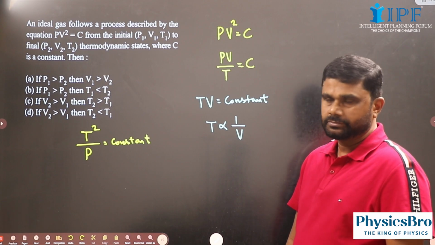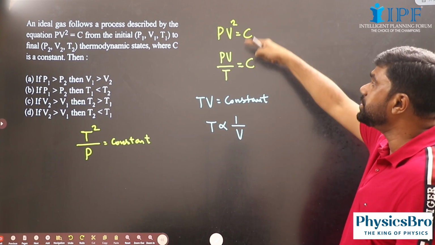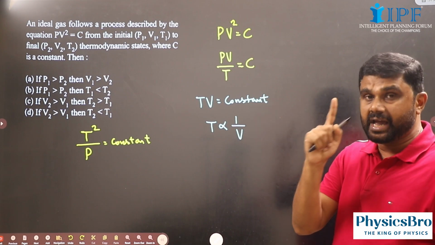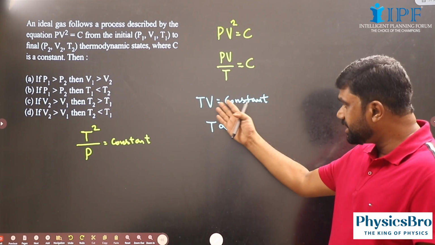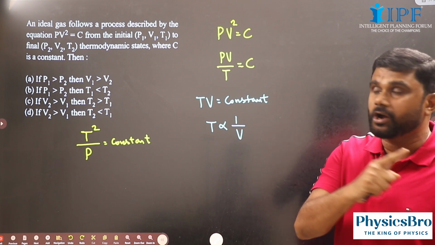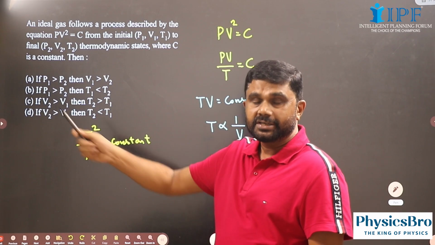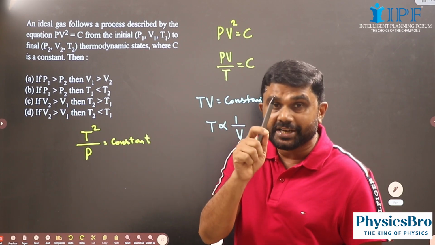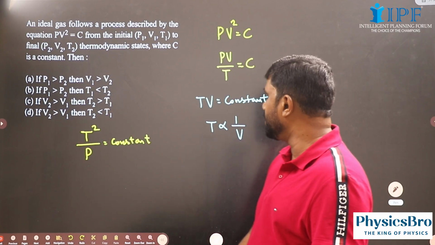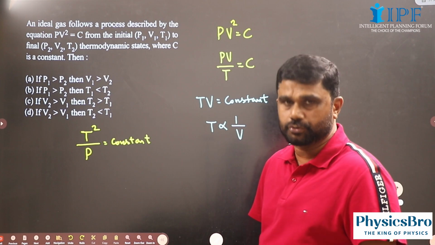That's also wrong. Okay. Now see, if we eliminate pressure from these two equations, we will get the relation between temperature and volume, and we will get TV equal to constant, or temperature varies inversely with volume. Means when V2 is greater than V1, then T2 should be smaller than T1. Okay, so V2 greater than V1, then T2 greater than T1, that cannot be true.